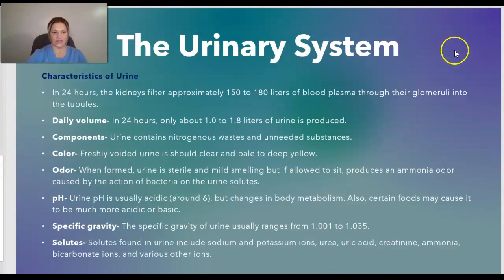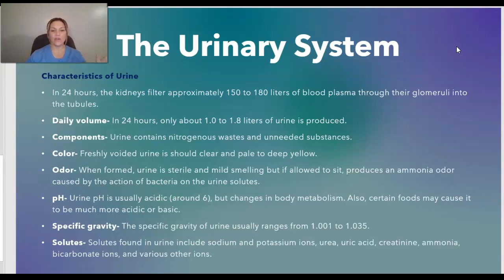Now, the characteristics of urine. In 24 hours, the kidneys filter approximately 150 to 180 liters of blood plasma through their glomeruli into the tubules. In 24 hours, only about 1.0 to 1.8 liters of urine is produced. Urine contains nitrogenous waste and unneeded substances.